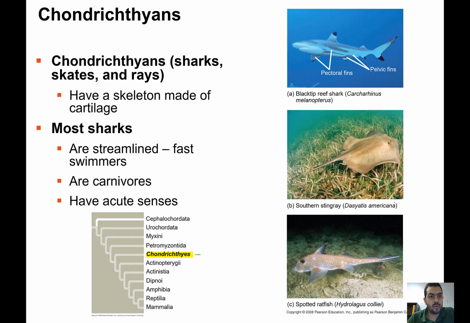Moving on, we move to the Chondrichthyans. Chondrichthyans include the sharks, skates, and rays. They have two main characteristics. Number one, they have a skeleton made of cartilage, and number two, they have jaws. If you remember, the Petromyzontida had no jaws, but starting from the Chondrichthyans and going down, now we will see jaws. The presence of jaws and the cartilaginous skeleton are important characteristics of the Chondrichthyans. Also, they are streamlined, fast swimmers, carnivores, and they have acute senses.